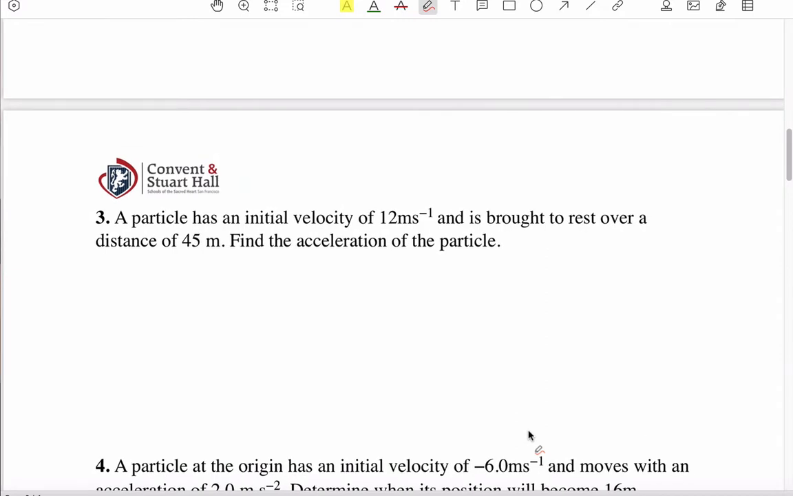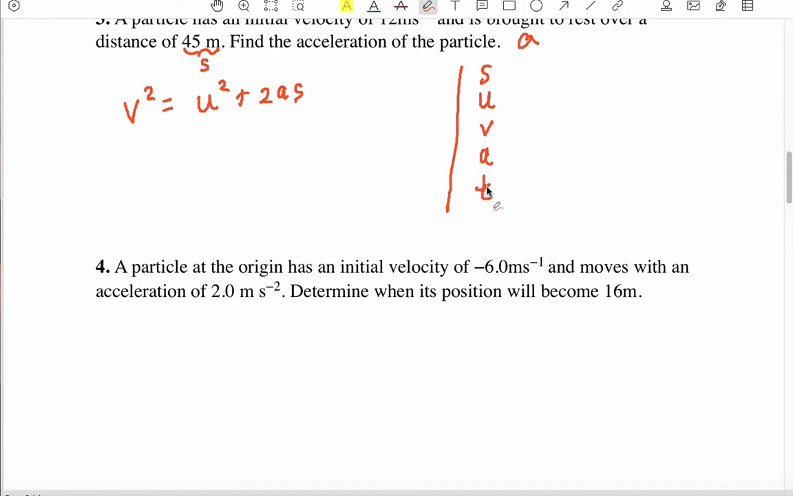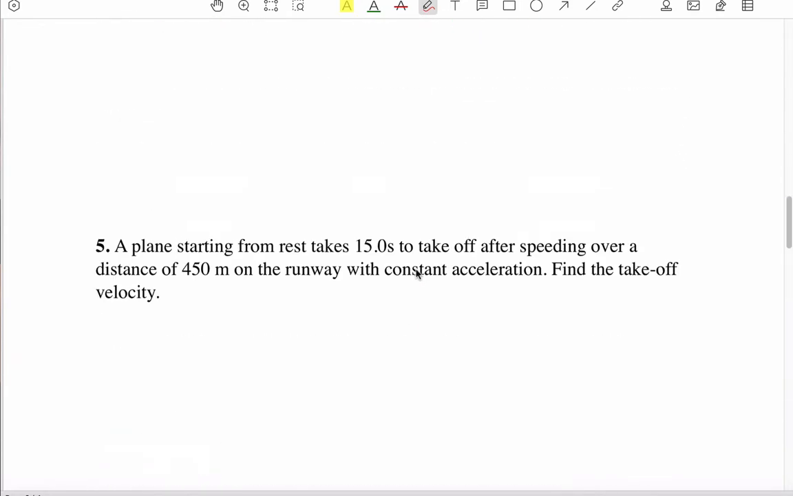What I'd like you to try to do, so one thing, it says brought to rest. That means V equals 0. U equals 12. S equals 45. I want you to find A. So try to use this formula to get the answer. And I want you to actually write out SUVAT and label these. And then what I'm going to have you do for number 4 and 5 is something very similar.